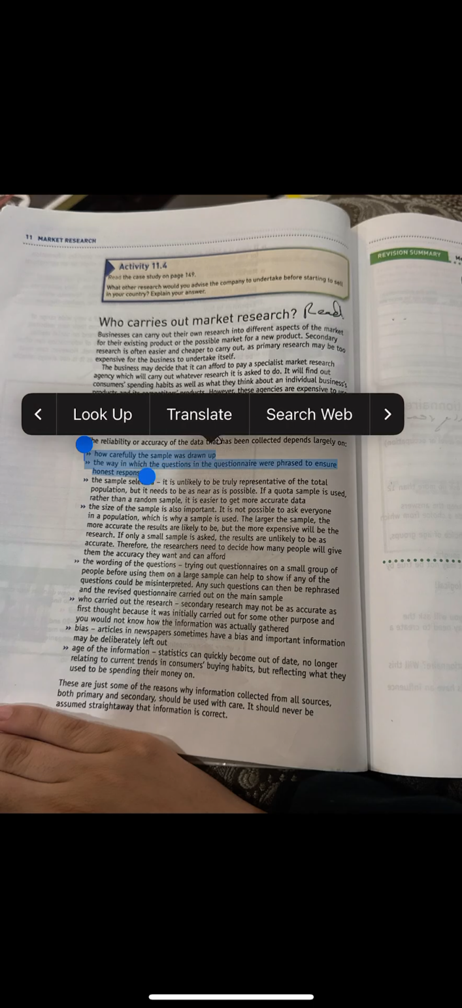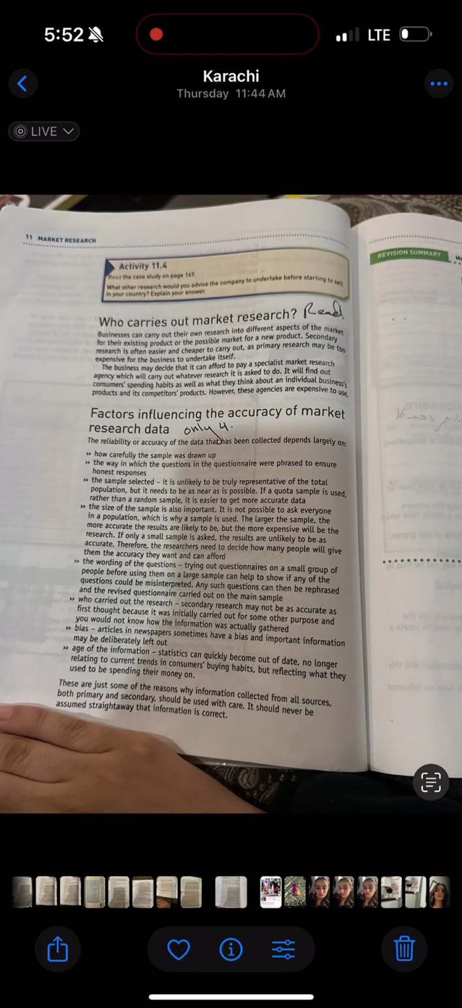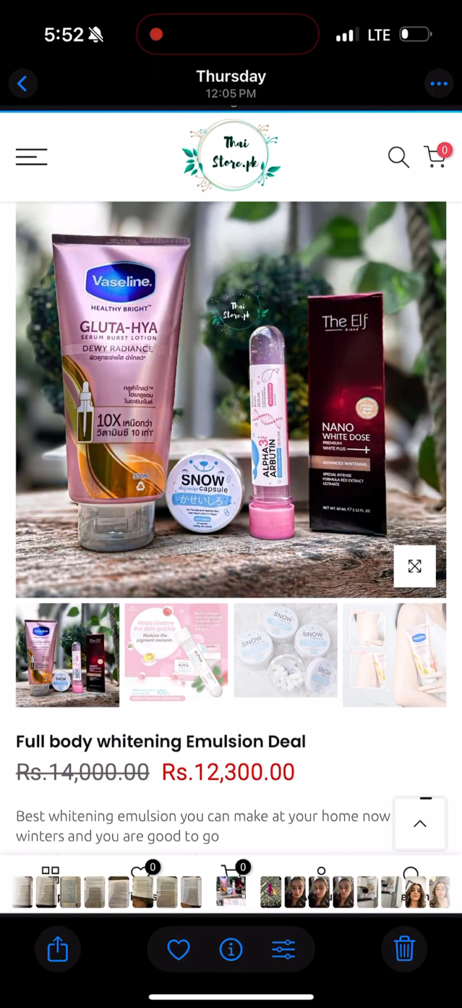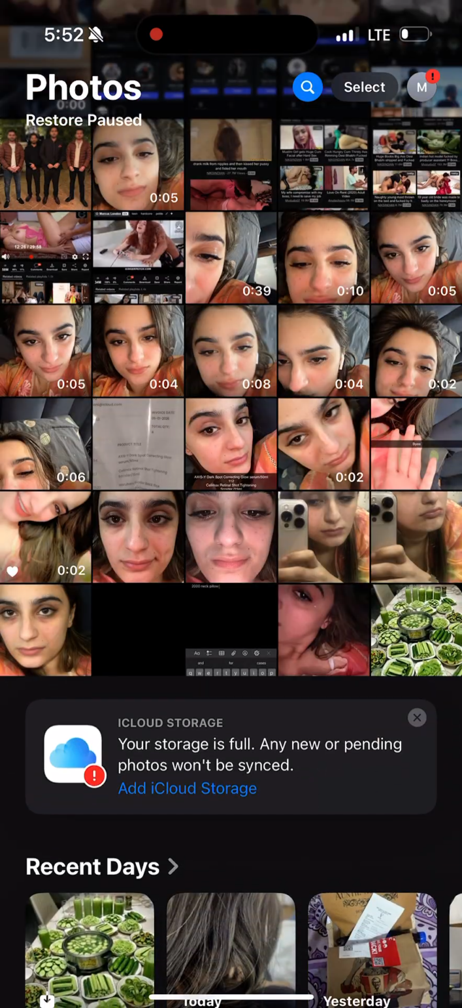Factors influencing the accuracy of market research data: how carefully the sample was drawn up, and the way in which the questions in the questionnaire were phrased to ensure honest responses. Bias: articles in newspapers sometimes have a bias and important information may be deliberately left out.